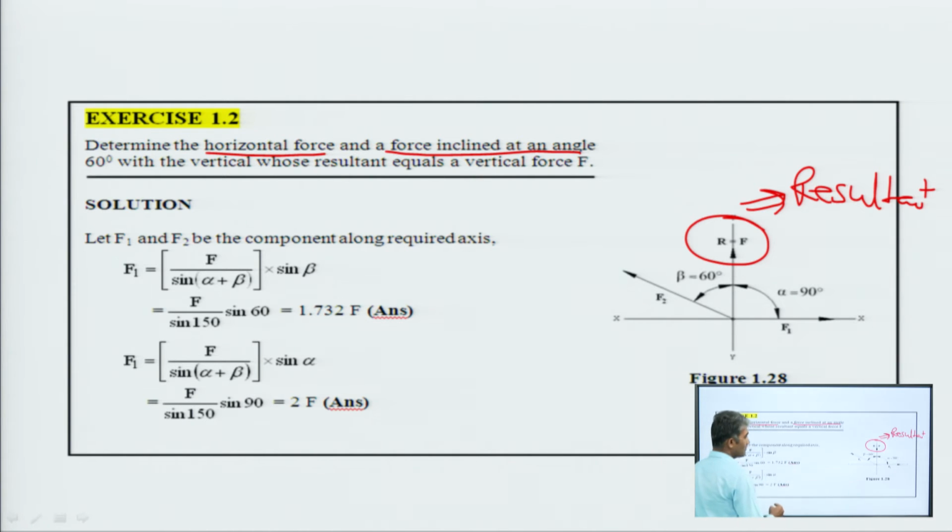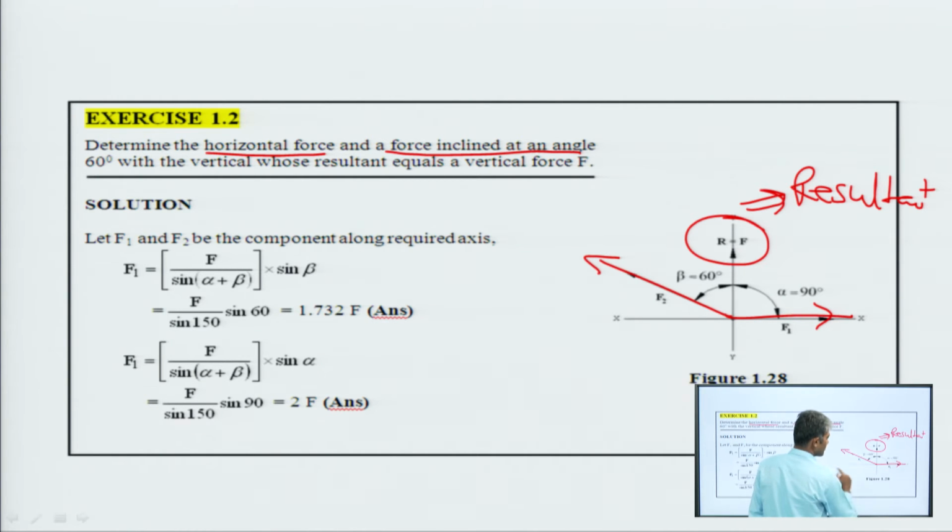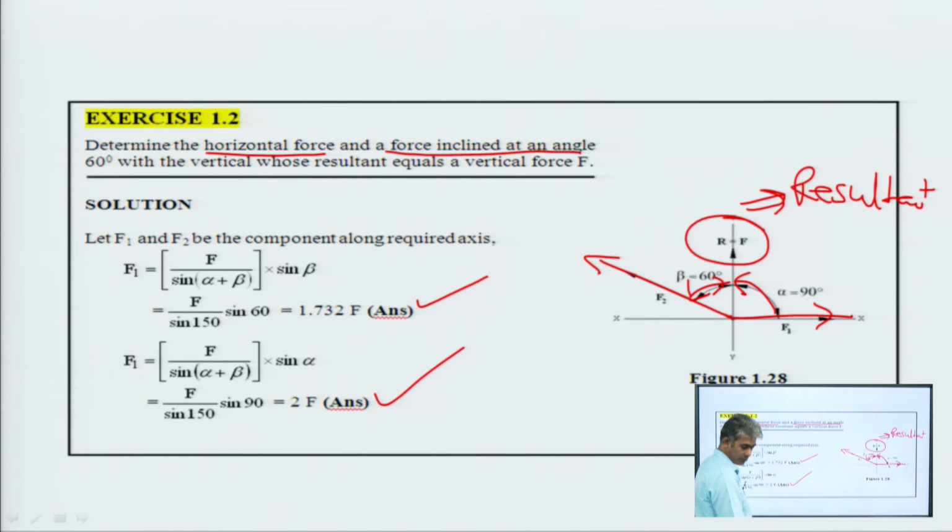And we have to find the component of the forces along this direction and along this direction. This is the horizontal force, and another force is inclined at 60 degrees with the vertical. This will be alpha, this is beta, and the resultant is F. With the help of this formula, we can calculate the value of F1 and F2.